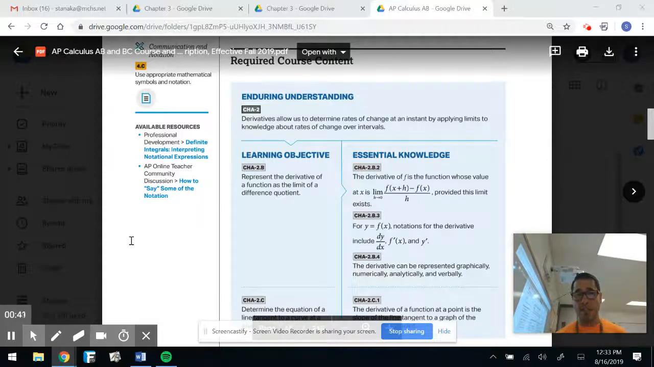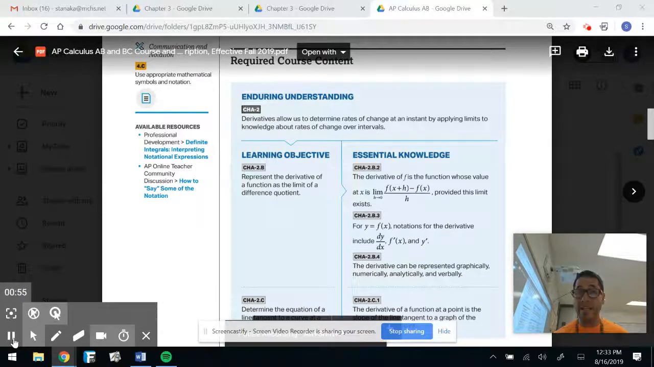Learning objective: represent the derivative of a function as a limit of the difference quotient. So we bring our difference quotient together with the idea of a limit, and this forms the idea of what a derivative is. Here we go.